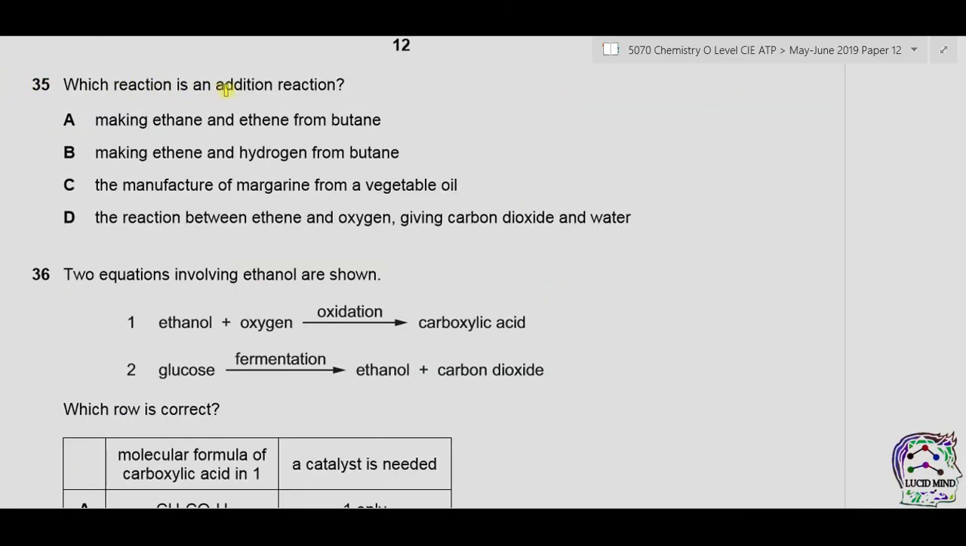Question 35. Which reaction is an addition reaction? In an addition reaction, the molecules combine together to form the product.